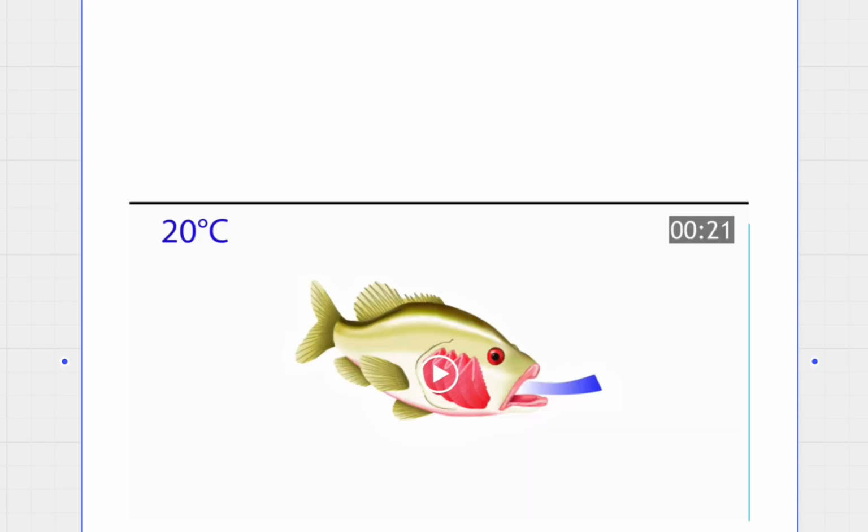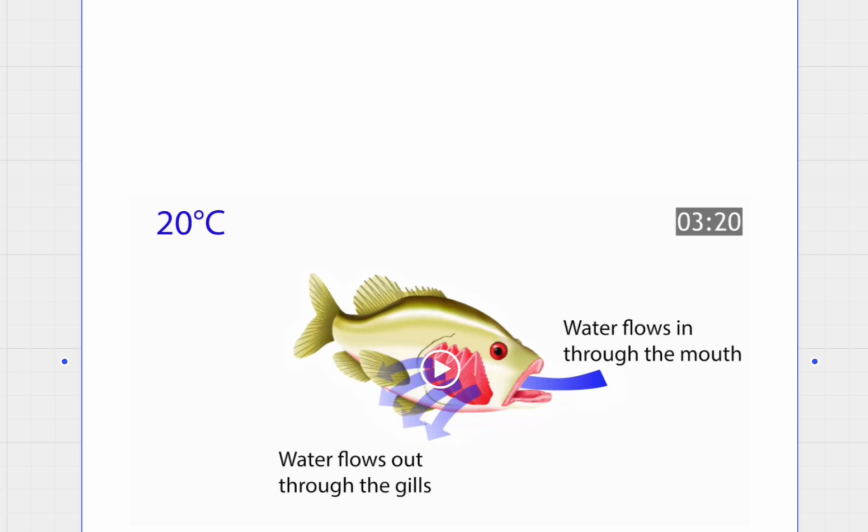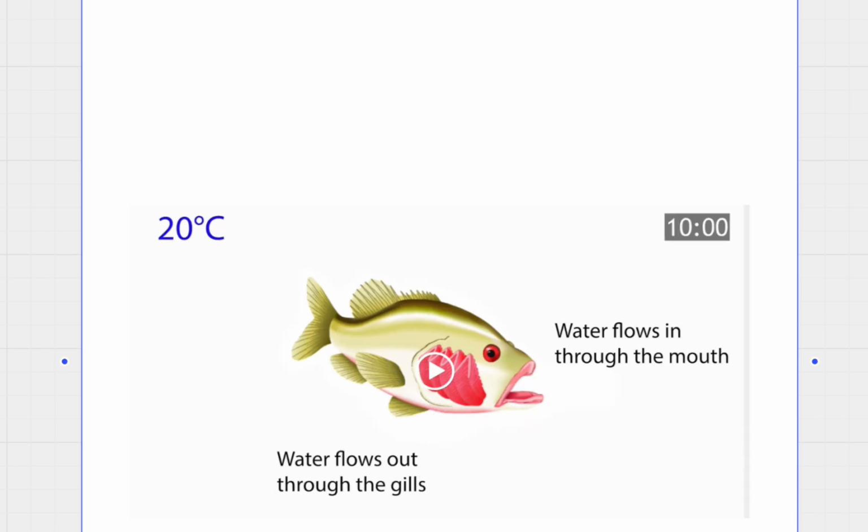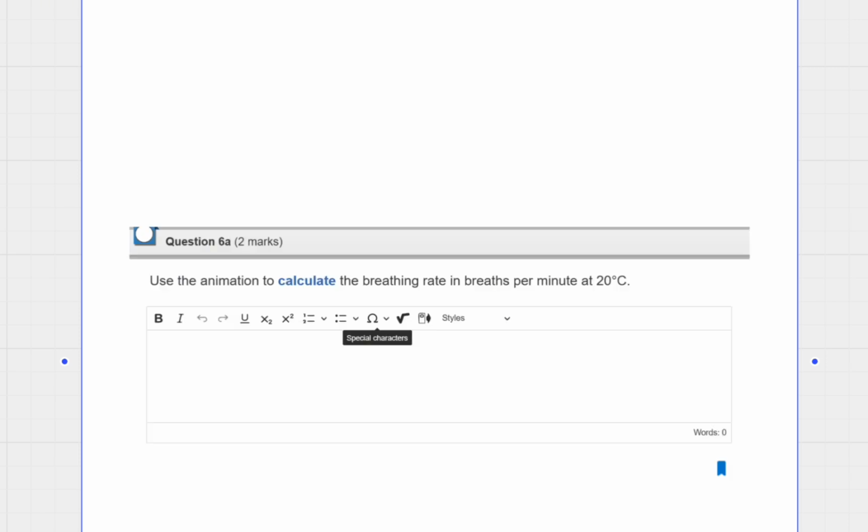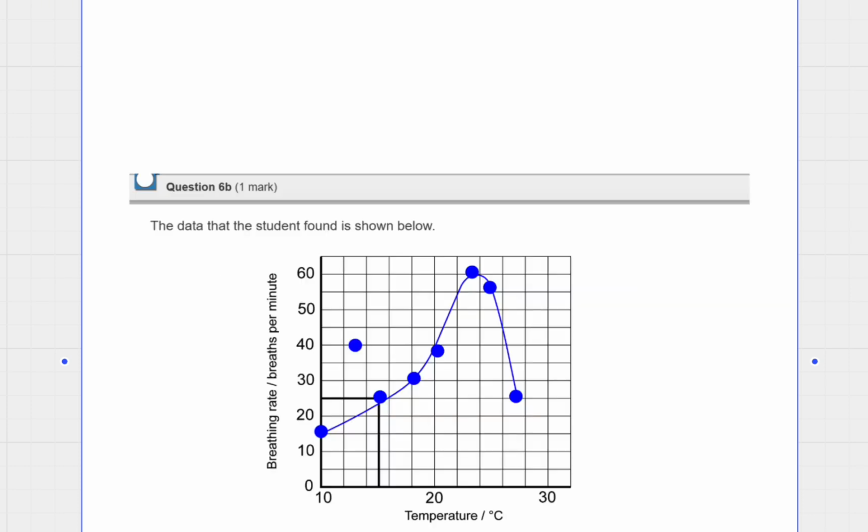Now let's just look at the image over here. It just shows how the water flows into the mouth and out through the gills. And then they're asking us to calculate the breathing rate in breaths per minute at 20 degrees Celsius, but we don't actually have access to the video. So let's just do question 6b now.